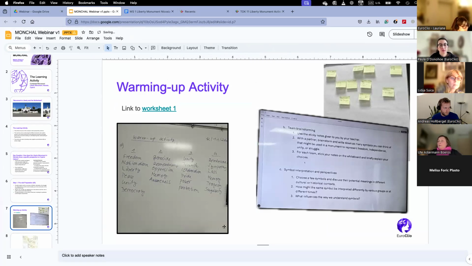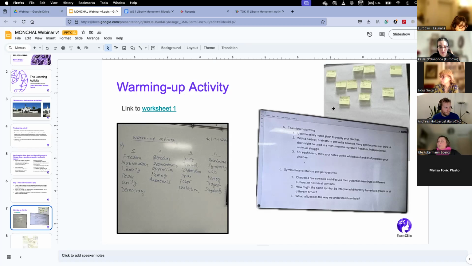And the first thing we discussed here is, what could we memorize or commemorate in monuments? And you can see we had issues like freedom, nationalism, liberty, peace, unity, democracy, and so on. And what we discussed with our students is that most of these are, of course, very abstract concepts. So a monument has the task to symbolize in some way very abstract concepts that can mean different things for different people.